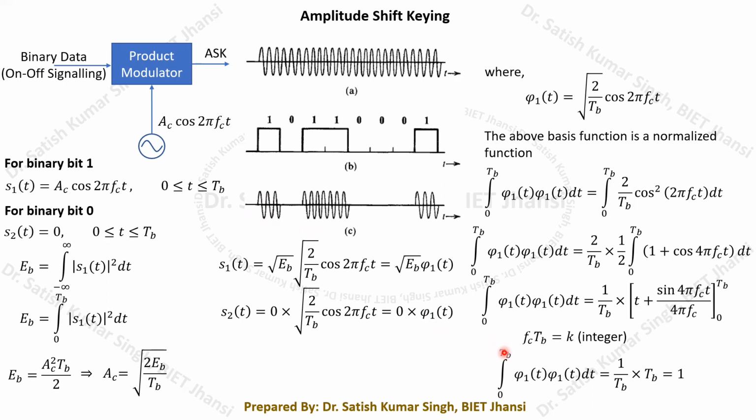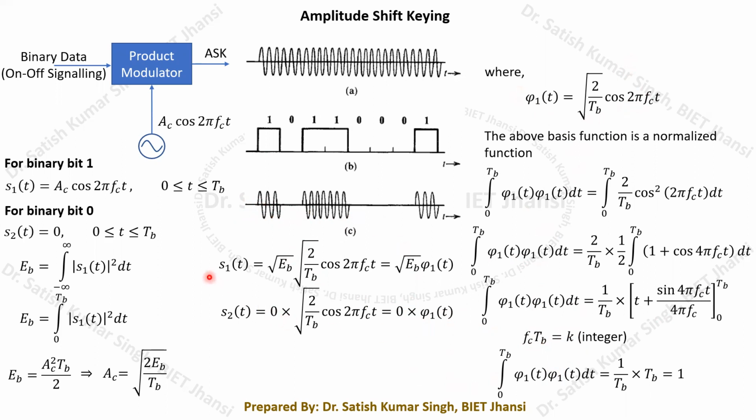For example, if you want to get this TB, so TB will be K upon FC. So 1 upon FC will be giving the time period of this particular carrier. So K multiplied with the time period. So this bit duration TB should be some integer multiple of the time period of the carrier, so that we have to maintain to keep this as a normalized function. So this is the thing that we have.